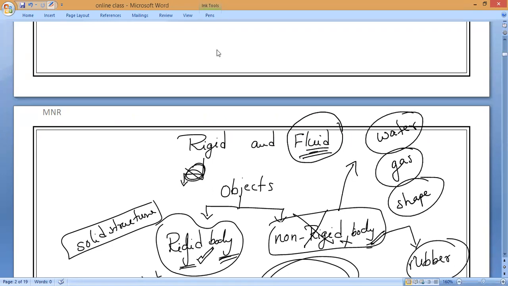Anybody? Gokul, not at all opening the mouth. Simply, what do you mean by fluid? Anyone? I already told you. Which has no shape. Yes, please. Which does not have shape. That's the same thing. Any other thing? Please respond.